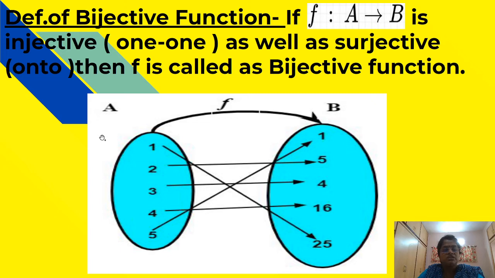This is bijective function because this is one-one function and onto also. This is one-one function because different elements have different images. This is onto function because for each y belonging to B, there is a pre-image in the set A, and therefore this is the bijective function.